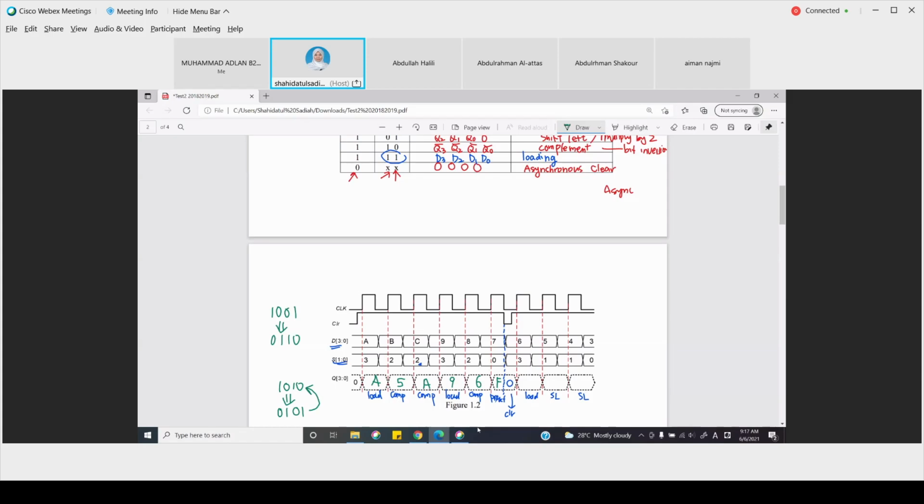And then we have clear. Then the next clock cycle, what do we do? Oh, load. So we load 6. 6 is 0 1 1 0. And then we shift left 1 bit, so it will be 1 1 0 0, or C. And then we shift again to the left. So 1 1 0 0, shift again to the left, and you get 1 0 0 0. That is 8. So that is it for question 1.